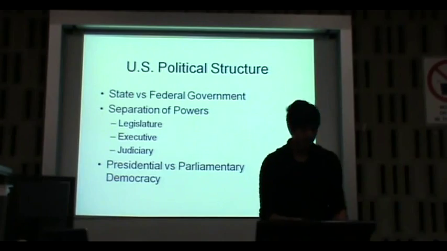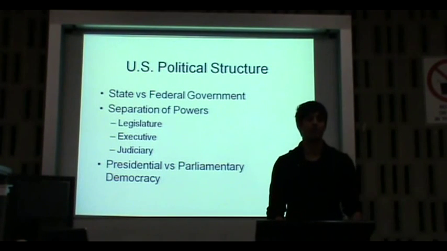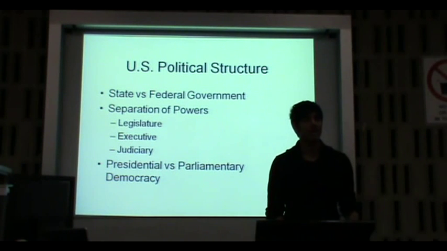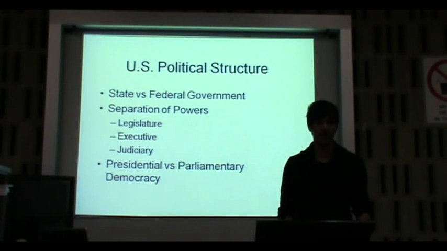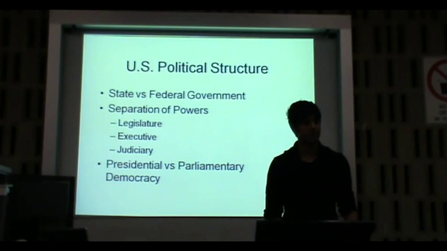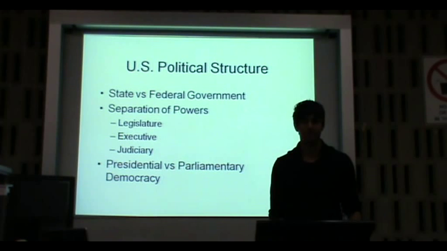Okay. The first thing I want to look at is the way that the state and federal system is structured in the United States. So who can tell me how state governments work in the United States? How are they organized? Anyone have any idea? A rough guess?